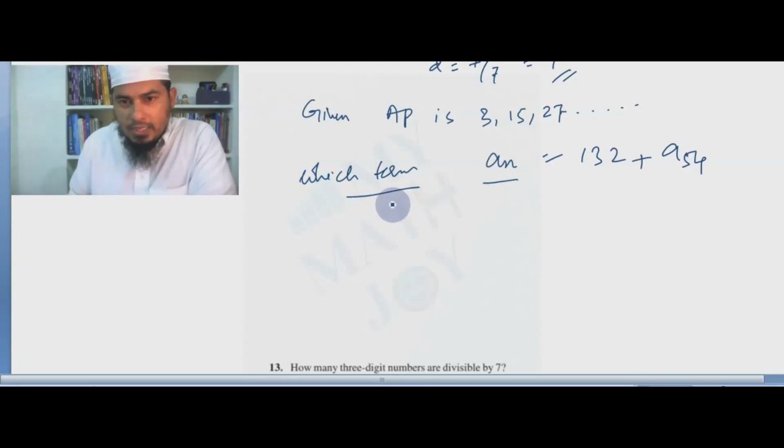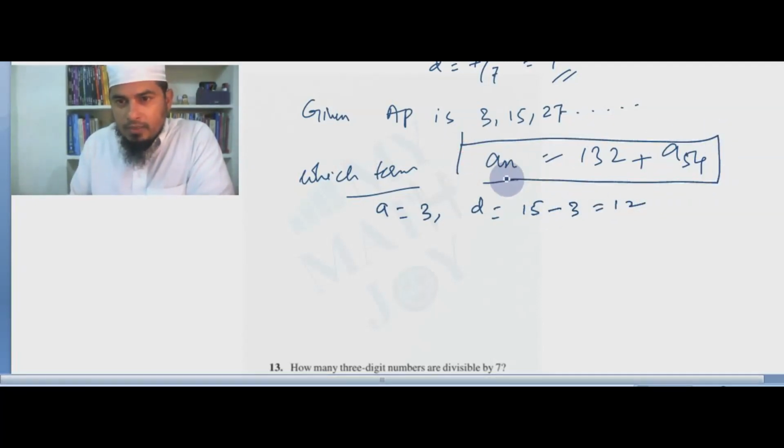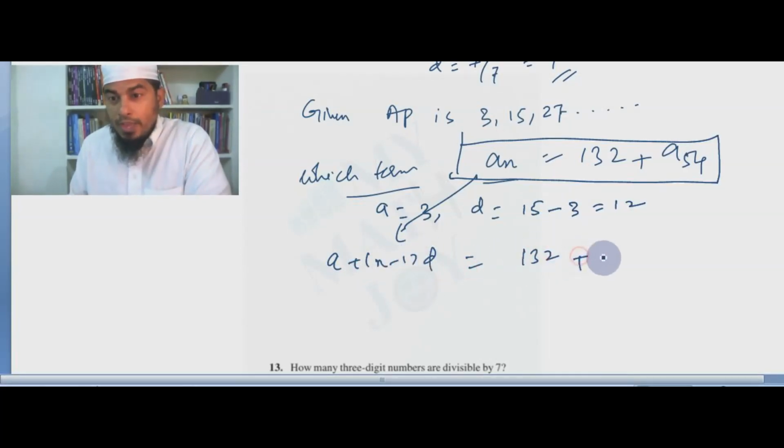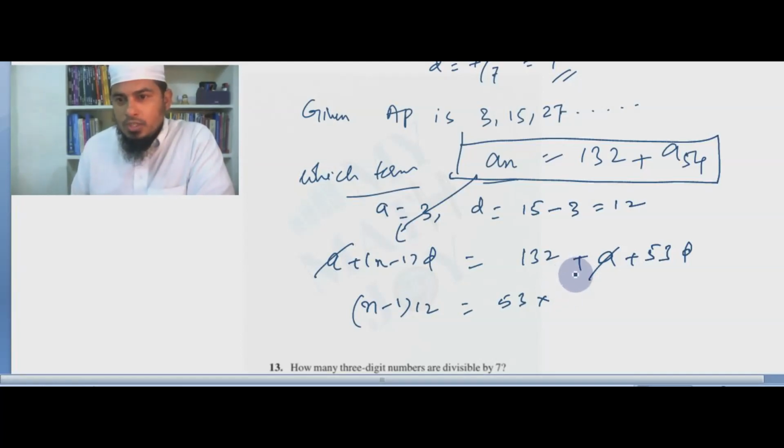So this tells me that a is 3, d is 15 minus 3, 12. So when I expand using the formula a plus n minus 1 times d, 132 is 132, a54 is a plus 53d. Luckily a can cancel. I got the d value, I will substitute the d value. n minus 1 times d, 12, is equal to 53 times 12. d is how much? 12.